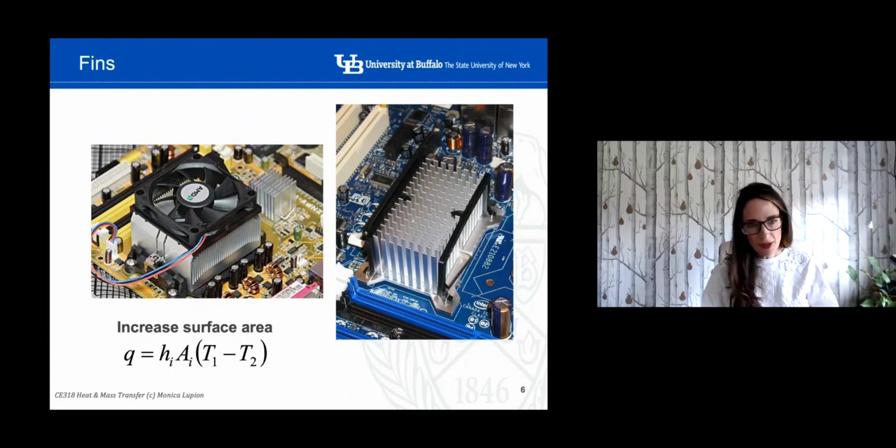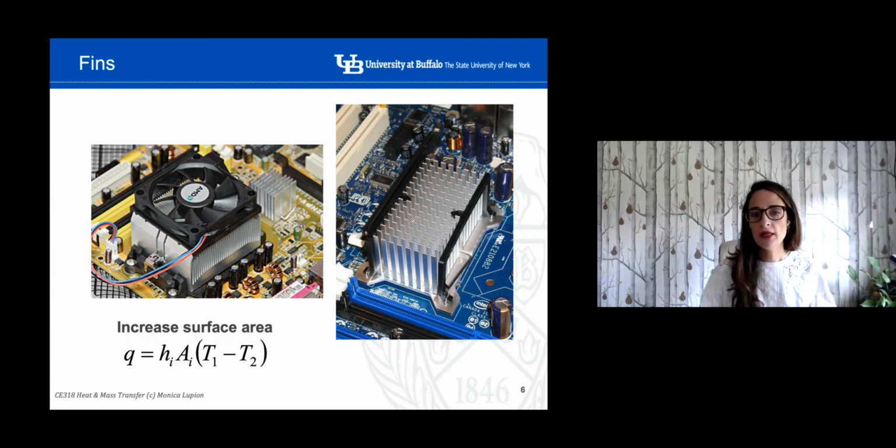So going from nature to industry, we apply the same concept. We increase the surface area as a way to promote the heat transfer from a system to the environment. An example of this is the computer. The computer generates a lot of heat because of the operation. We need to remove the heat from the system, otherwise we could damage the different components of our computer.